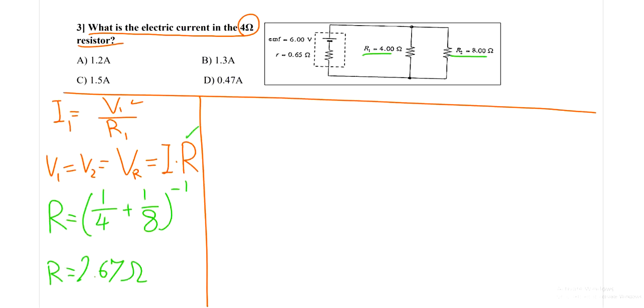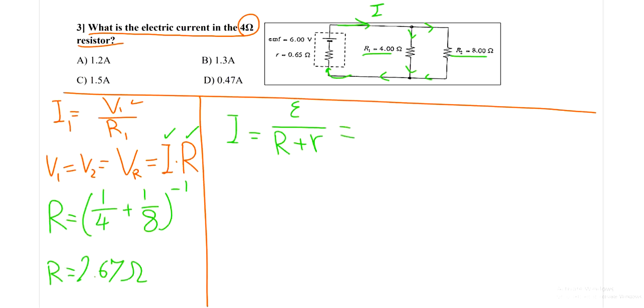Now I want the current. What current here? I is the total current. It passes through here, and then comes here, and goes back into the battery. I want the total current. I have a formula for the total current. I know that current equals the electromotive force divided by the load plus internal resistance, or I can say external resistance plus internal resistance.